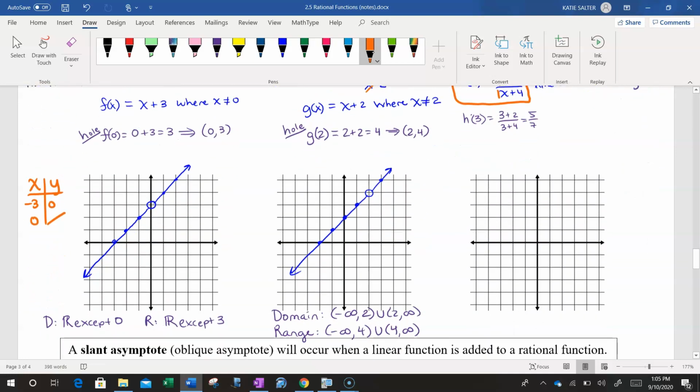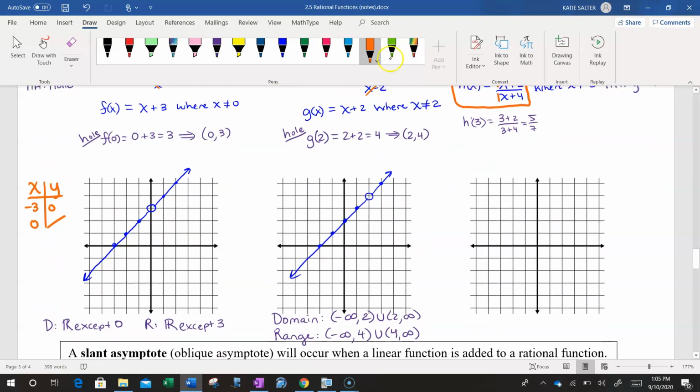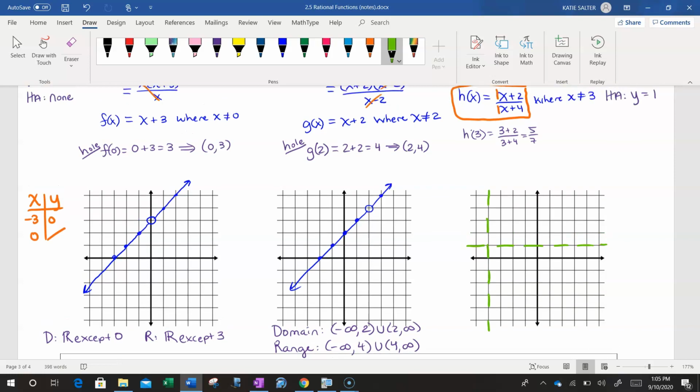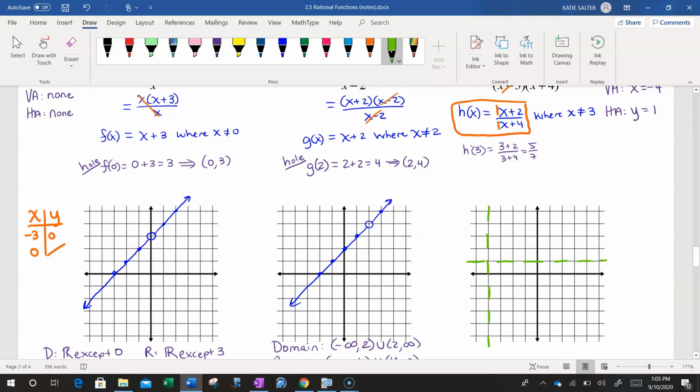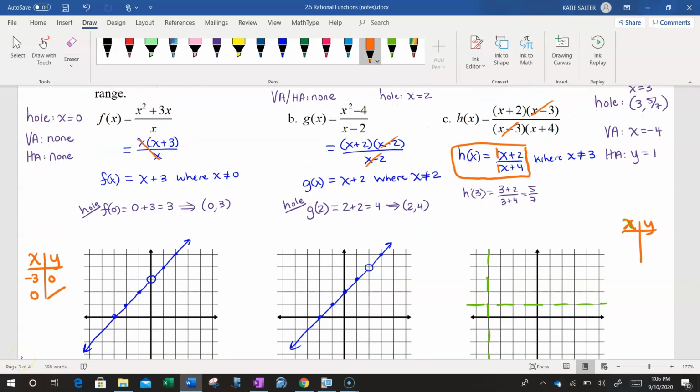So we're going to set this up just like we would any other rational function. We're going to put our vertical asymptote at x equals -4. We're going to put our horizontal asymptote at y equals 1. And then we're going to get some points to help us graph it. So remember, a good thing to do is to get your x and y intercepts, because they're easy to find. All right, so our x-intercept comes from setting that numerator equal to 0. So we know we have an x-intercept at -2. Our y-intercept is the constant term divided by the constant term. So we know we have a y-intercept at 1/2. 2 divided by 4 is 1/2.